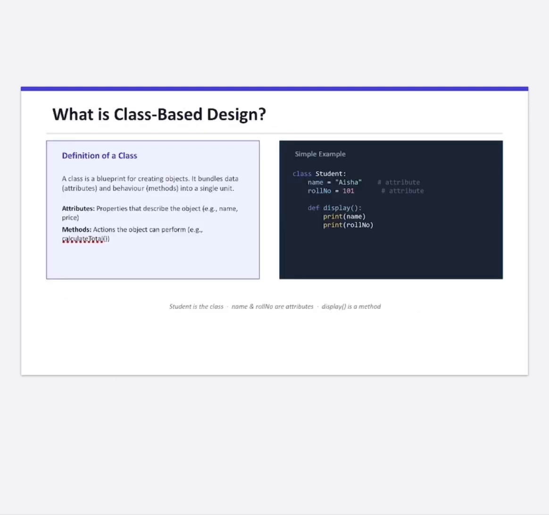What is a class-based design? A class is a blueprint used to create objects. It contains attributes which represent data and methods which define behavior. For example, in a student class, name and roll number are attributes and display is a method. So basically, a class combines both data and actions into one unit.